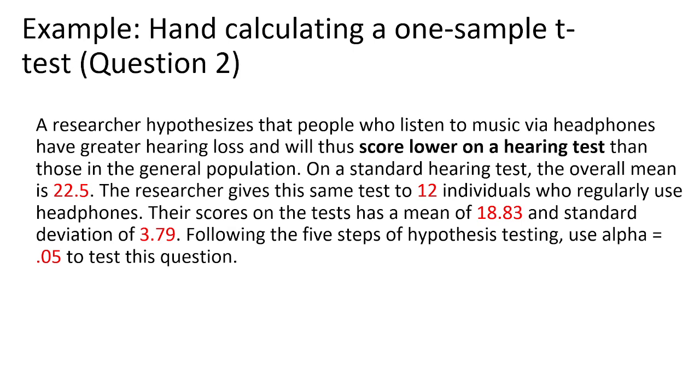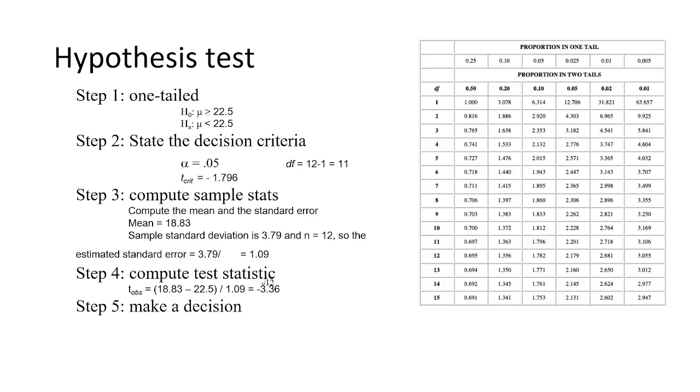Their scores on the test have a mean of 18.83 and a standard deviation of 3.79. So we're going to use the 5 steps of hypothesis testing for a one sample t-test, and our alpha is going to be at 0.05. So the 5 steps are here.